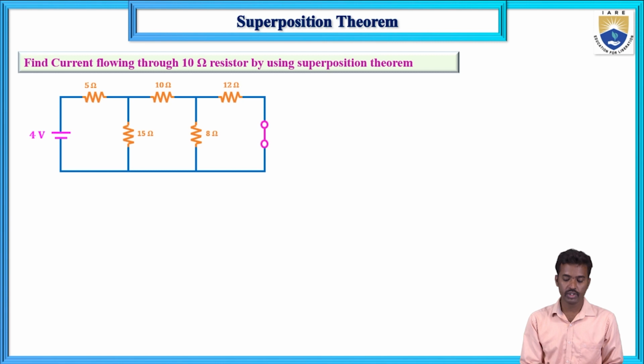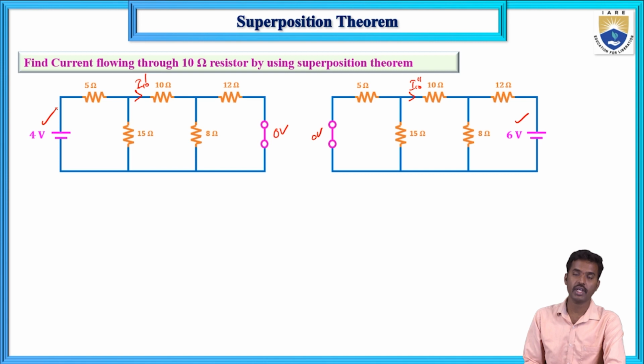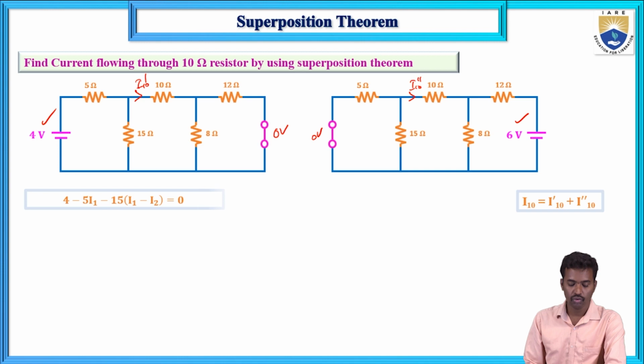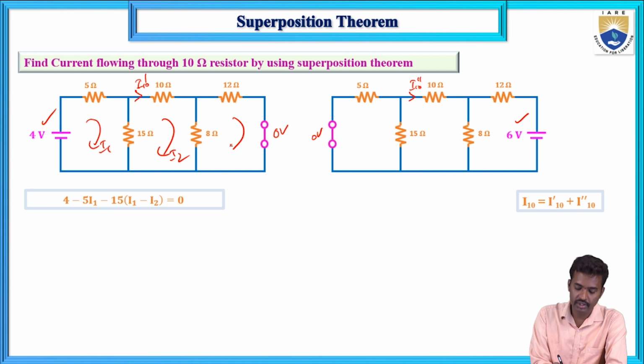Now here 4 volts is active and the other is 0 volts, so calculate the individual response I10 dash. For I10 double dash, this is 0 volts and 6 volts is active. At a time only one independent source should be active, and all the remaining sources are replaced by their internal resistances. Now I10 equals I10 dash plus I10 double dash. Here 4 minus 5 I1. This is I1, this is I2, and this is I3.